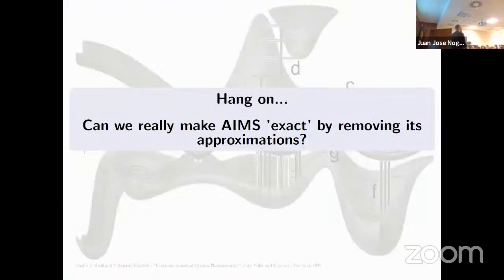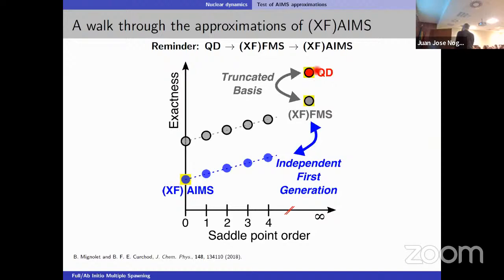But hang on a minute, because now there is something that we can do that is pretty cool, right? I told you that I can actually put my finger on the approximation that we are doing here. So if I take an AIMS calculation, can I match it to a numerically exact solution of the Schrödinger equation? In other words, here what we said is we have quantum dynamics. We use this limited number of Gaussian basis functions that was our full multiple spawning. Then we did this independent first generation approximation. And here we went for the saddle point of order zero, which takes us to this ab initio multiple spawning, right? Can we go backward? Can we go backward and check that actually we get to the quantum dynamics result? So that was something that we really wanted to do to sleep better at night, right?